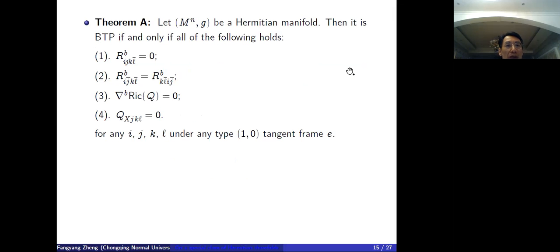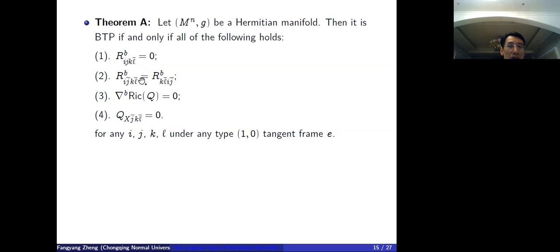If you have a Hermitian manifold, then it is BTP, torsion parallel, if and only if the following set of conditions are all satisfied. The first one is that the curvature doesn't have the IJKL bar component. In other words, you only have IJ bar, KL bar components. The second one is kind of like Kähler-like, but a little bit weaker. When you interchange the first two positions with the last two positions, the curvature remains.